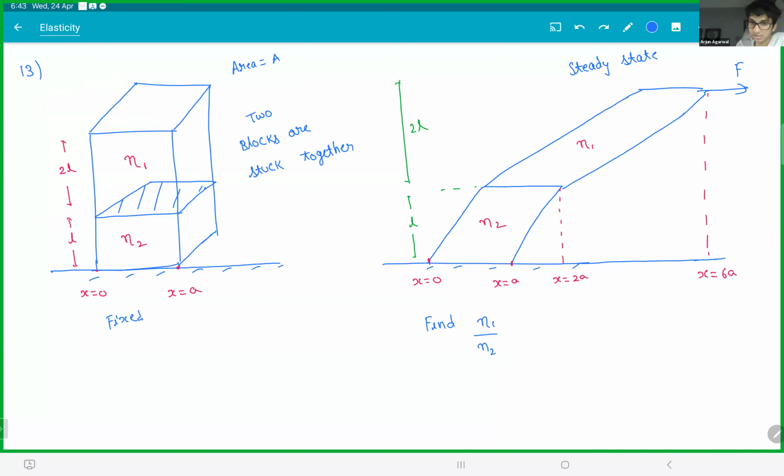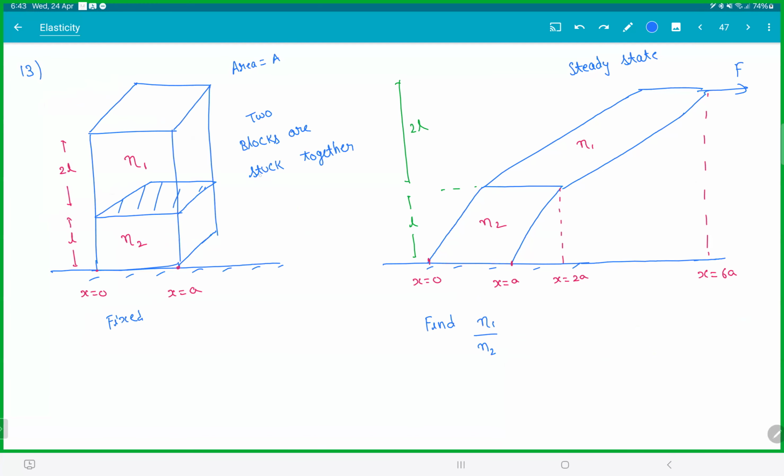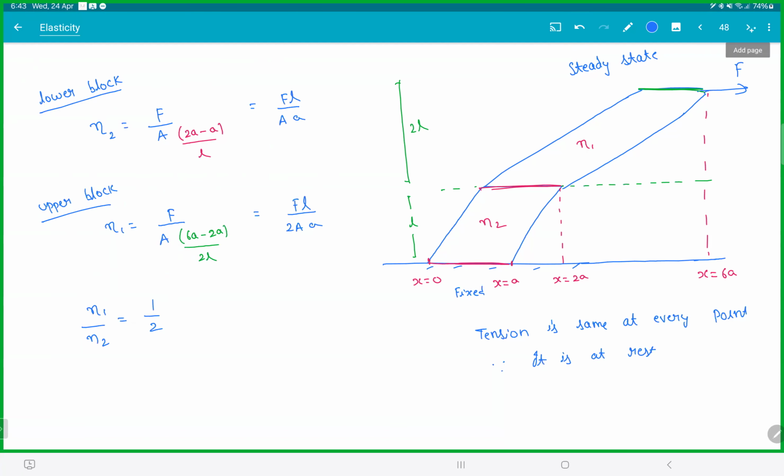Basically at the interface also it's fixed, right? Like between the two blocks. Said na, blocks are stuck together at the interface. Right. They're stuck together with a glue or something, or else they would have gone off. Understood.